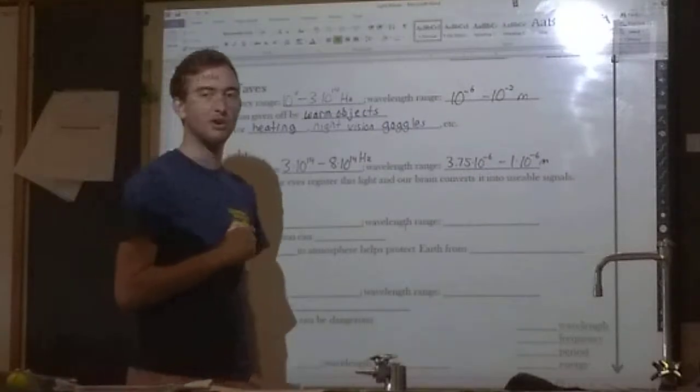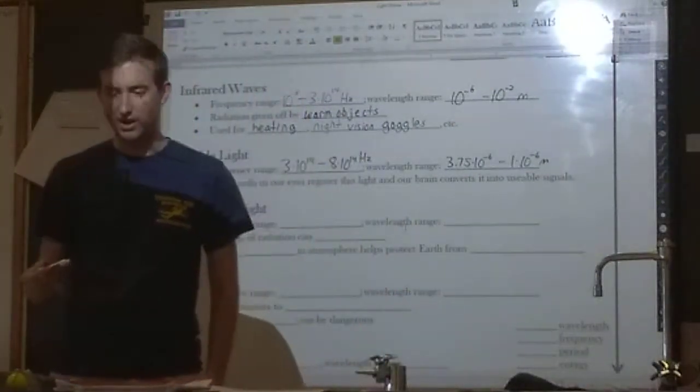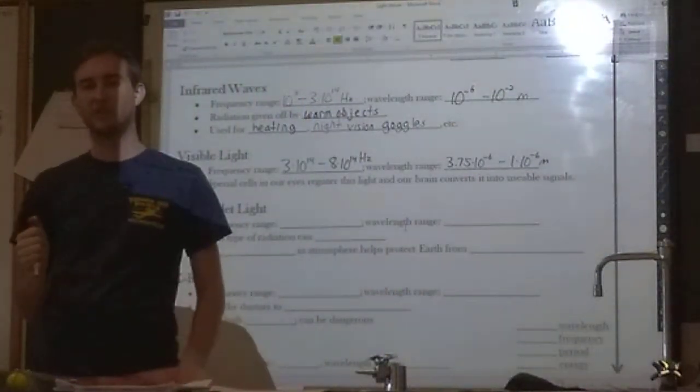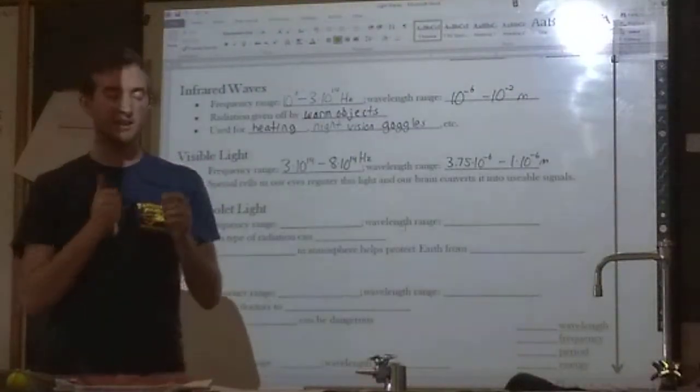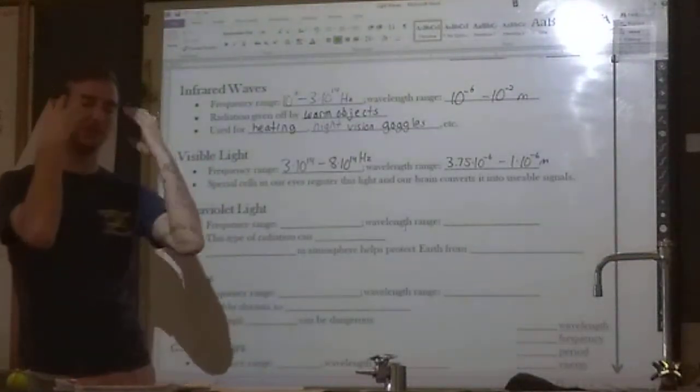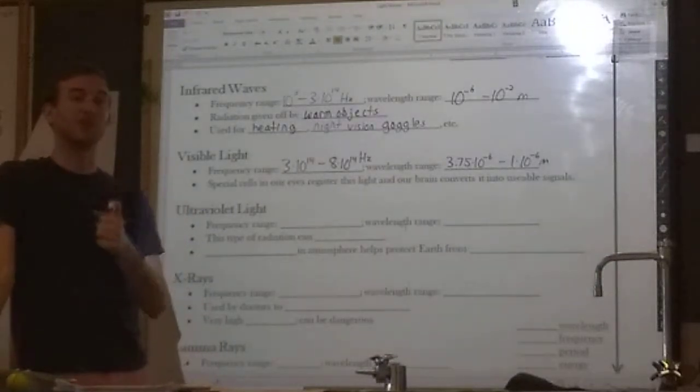Probably at some point you might have learned about how vision works. There are special cells in your eyes, rods and cones, and they intercept this type of light. This light goes into your eyes, and it registers on those rods and cones.